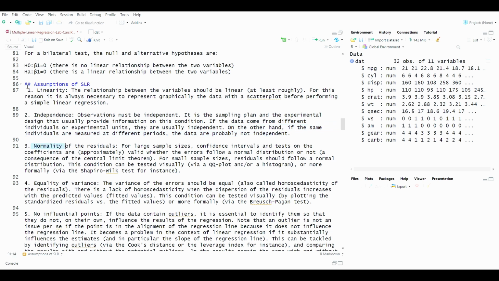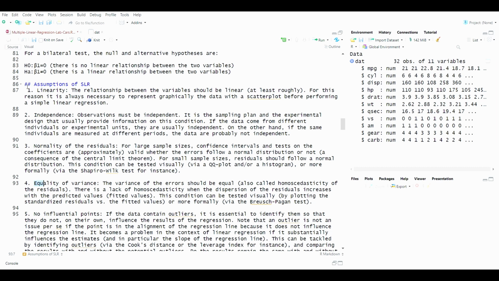3. Normality of the residuals. For large sample sizes, confidence intervals and tests on the coefficients are approximately valid whether the errors follow a normal distribution or not, a consequence of the central limit theorem. For small sample sizes, residuals should follow a normal distribution. This condition can be tested visually via a QQ plot and/or a histogram, or more formally via the Shapiro-Wilk test, for example.